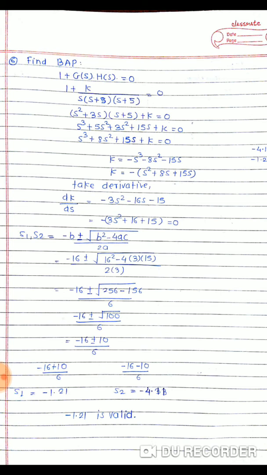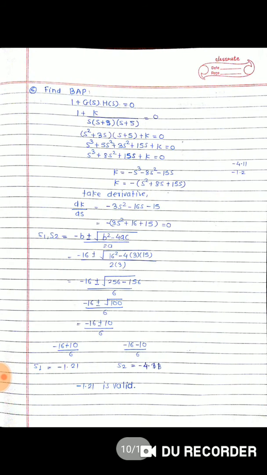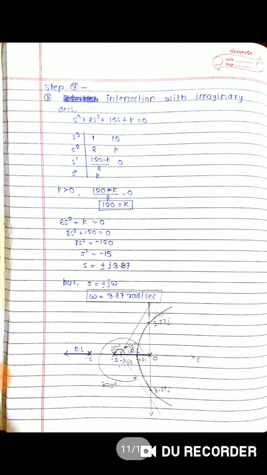Why is it valid? Because the root locus is present only between 0 and minus 3, and from minus 5 onwards. Between minus 3 and minus 5, the real root locus is not present. Therefore, minus 4.11 is not a valid breakaway point. Next step, step 7 is not present, as we will not get any complex roots.